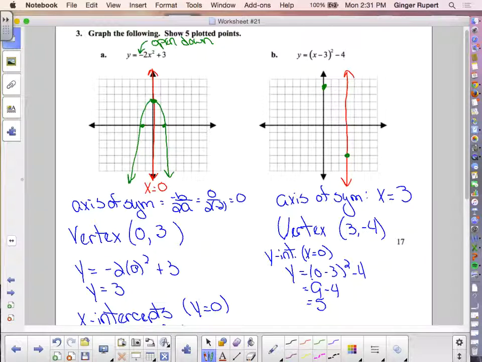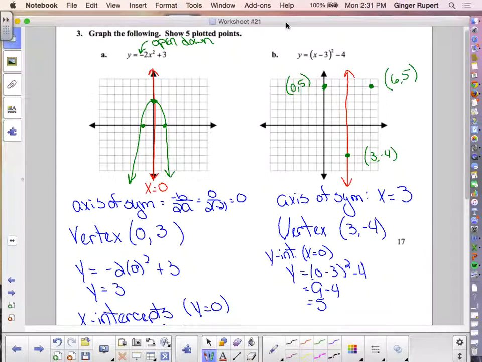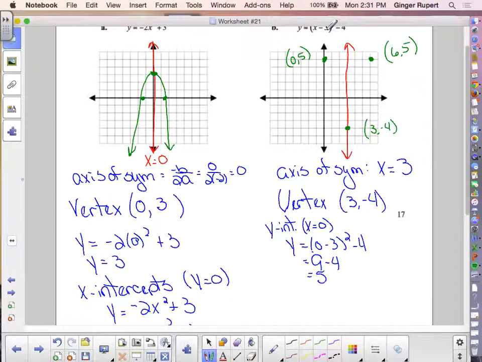Remember, it has a corresponding point on the opposite side of the axis of symmetry at the same height. So 3 units away. So I have my vertex at 3, -4. I have my y-intercept at 0, 5. I have the corresponding point at 6, 5. So there's 3 of my points. Now I have to only find the x-intercept. So I'm going to find the x-intercept.